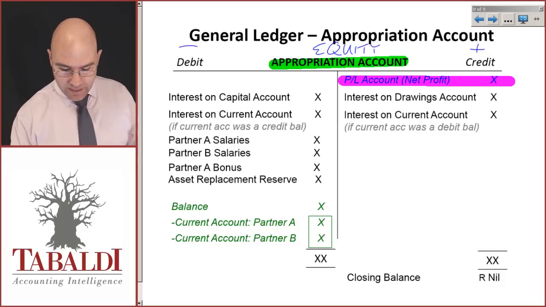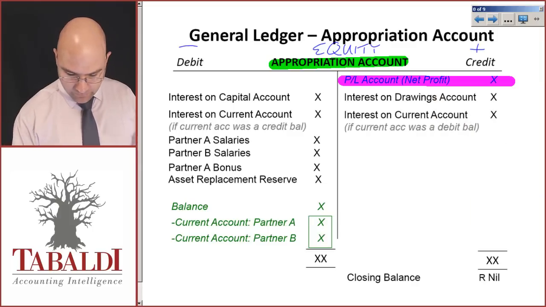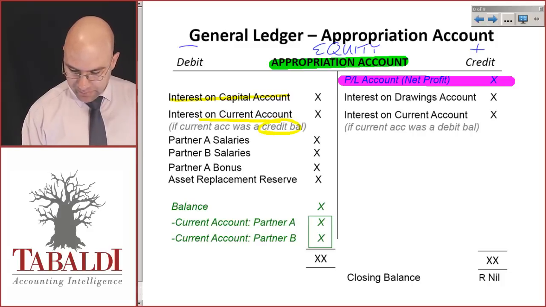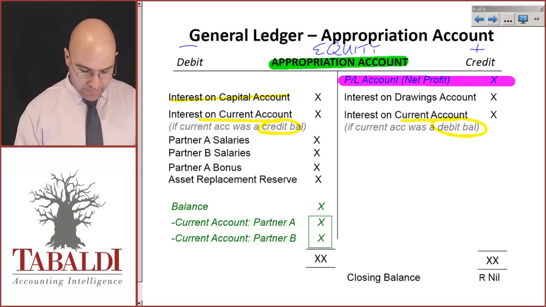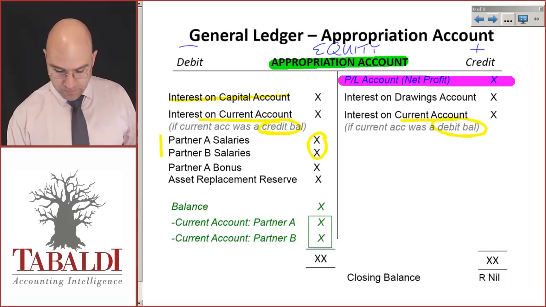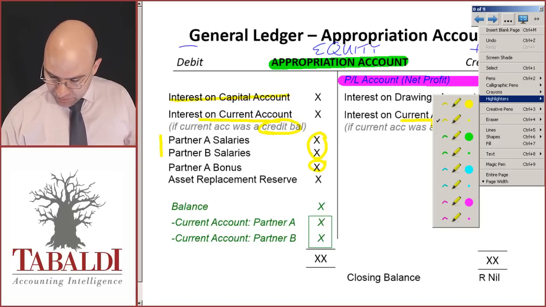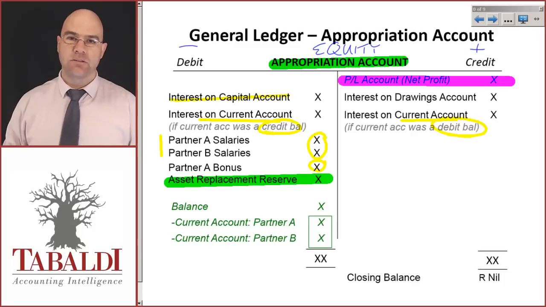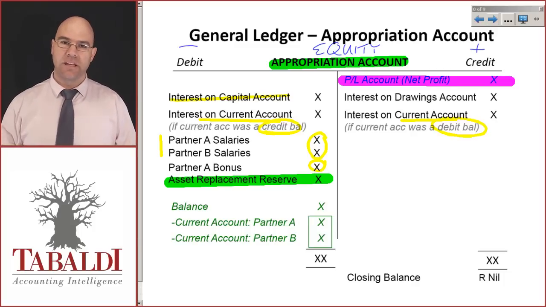Then I needed to bring in my interest on capital accounts, interest on current account. If it was a credit balance, or if it was a debit balance, it would be a credit. Then I would bring in my salaries for each of the partners, if there was a bonus for the partner. And then we also spoke about the asset replacement reserve, didn't we? I would debit the trading account, credit the asset replacement reserve. Sorry, debit the appropriation account, credit the asset replacement reserve.